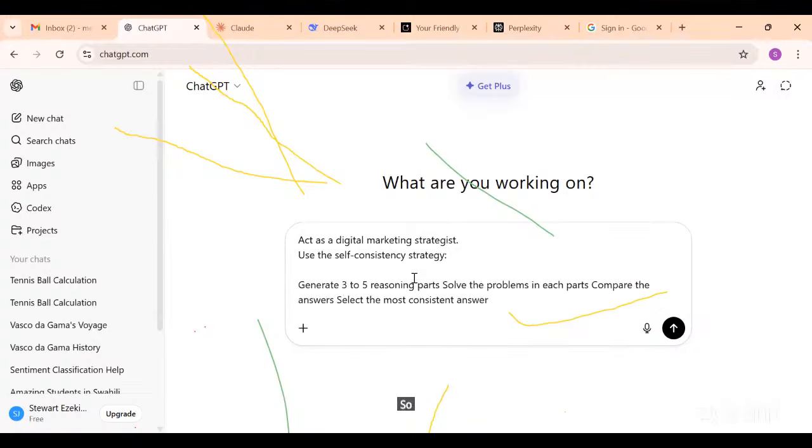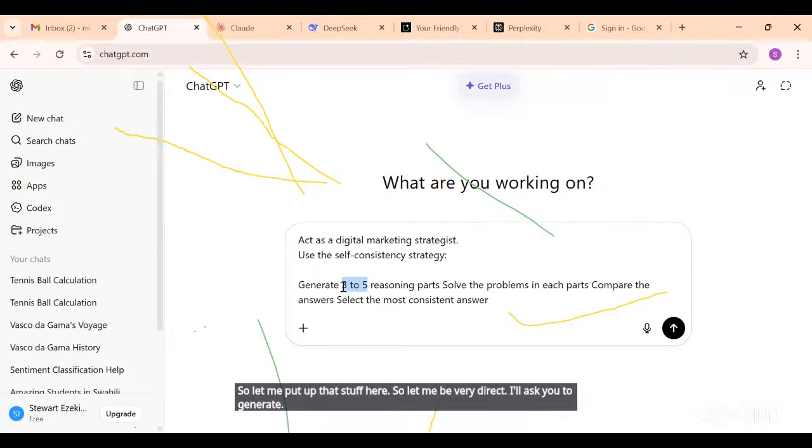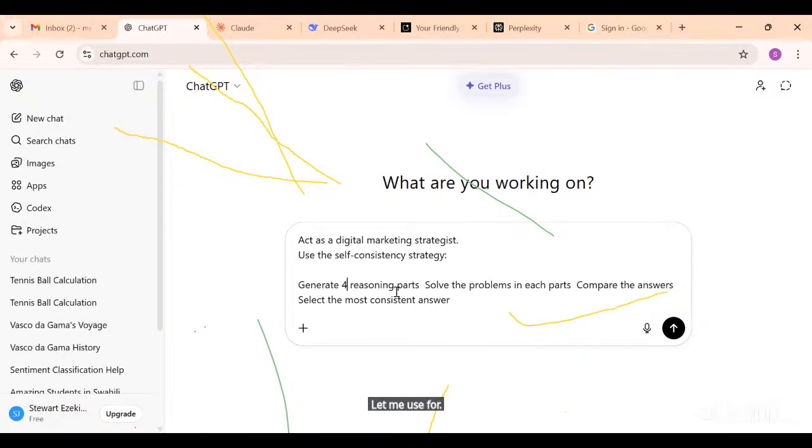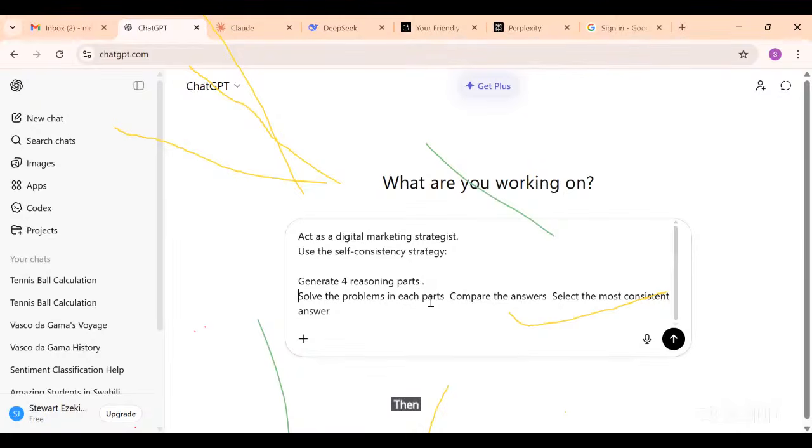So let me put up that stuff here. Let me be very direct. I'll ask you to generate, let me use 4. So I'll say generate 4 reasoning paths. Then I will ask you to solve. Okay, so let me say generate 4 reasoning paths. Let's be specific. Let's use something specific.